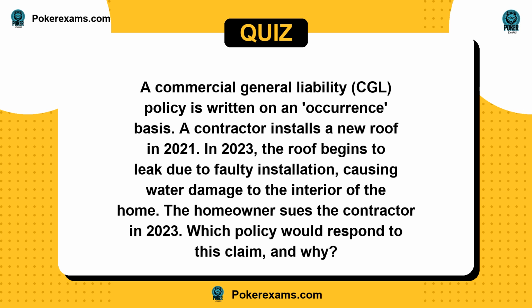Next question. A commercial general liability, CGL, policy is written on an occurrence basis. A contractor installs a new roof in 2021. In 2023, the roof begins to leak due to faulty installation, causing water damage to the interior of the home. The homeowner sues the contractor in 2023. Which policy would respond to this claim and why?